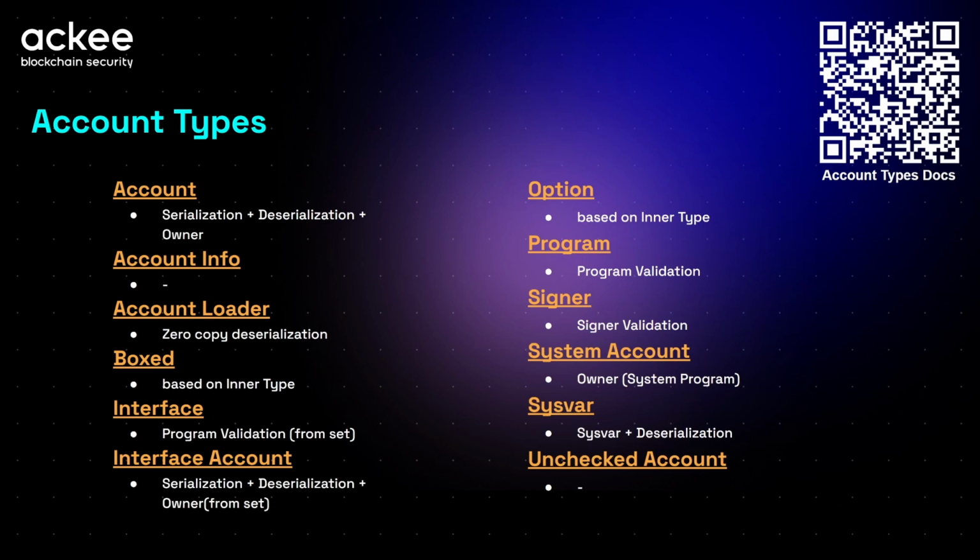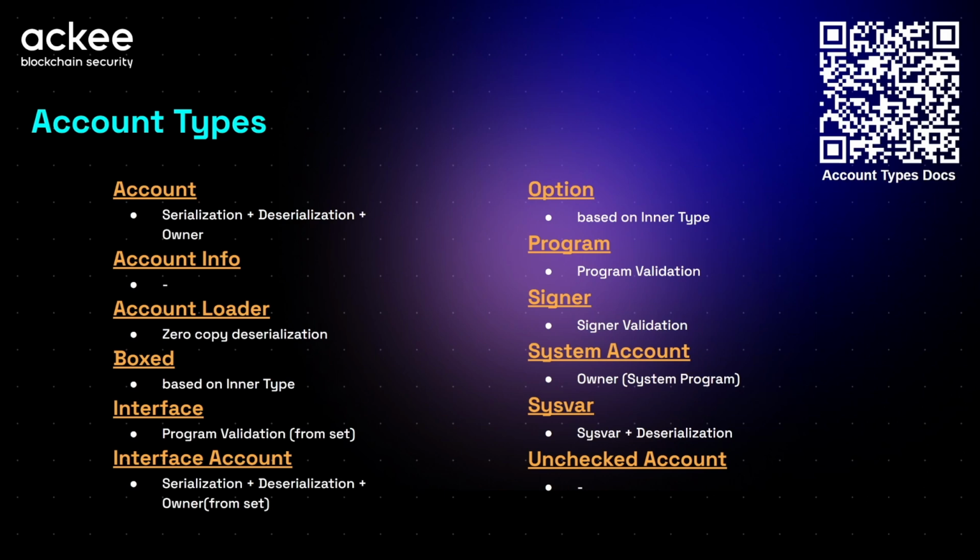Then the program, which is kind of similar to interface, but this time program validation is not from a set, but it has to match the exact program it expects. So let's say in this case system program or Metaplex program and so on, or maybe token program, but only token program, not token 2022. Signer, I would say pretty self-explanatory. This is like the most common type, I would say.